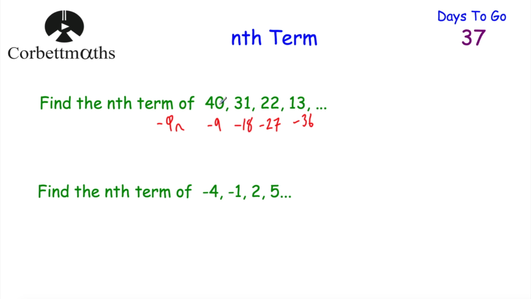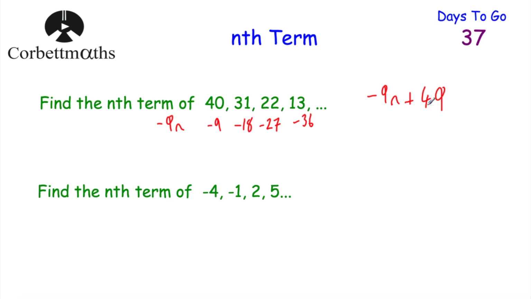Now to get from minus 9 to 40, we add 49. To get from minus 18 to 31, we add 49. To get from minus 27 to 22, we add 49. To get from minus 36 to 13, we add 49. So our nth term will be minus 9n plus 49.